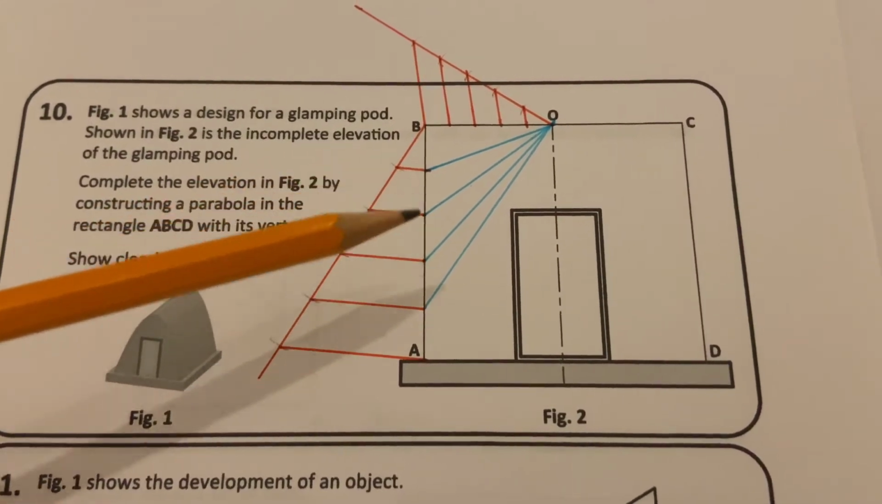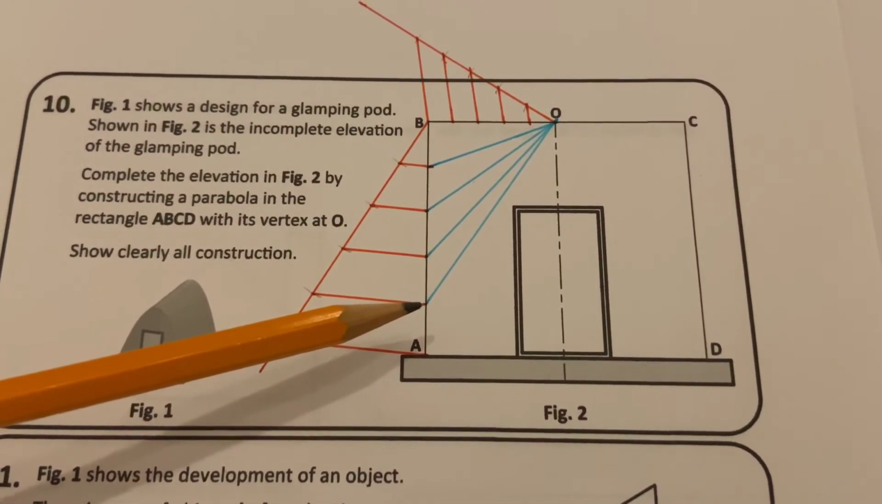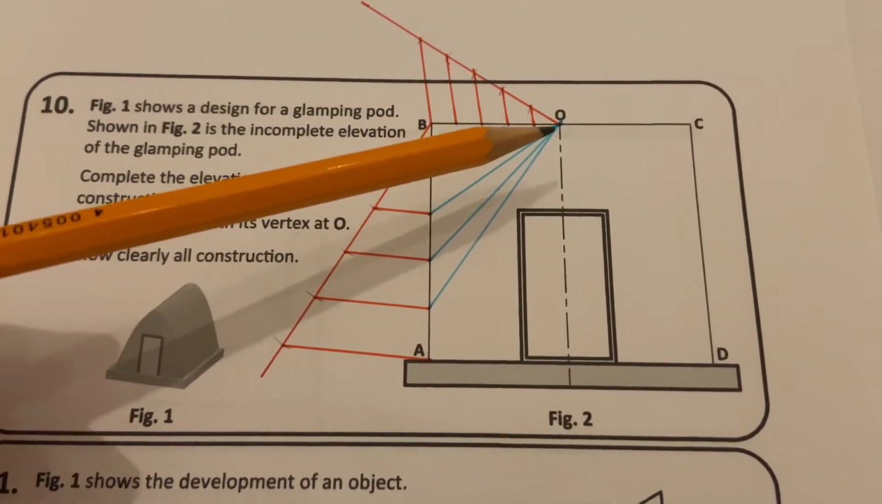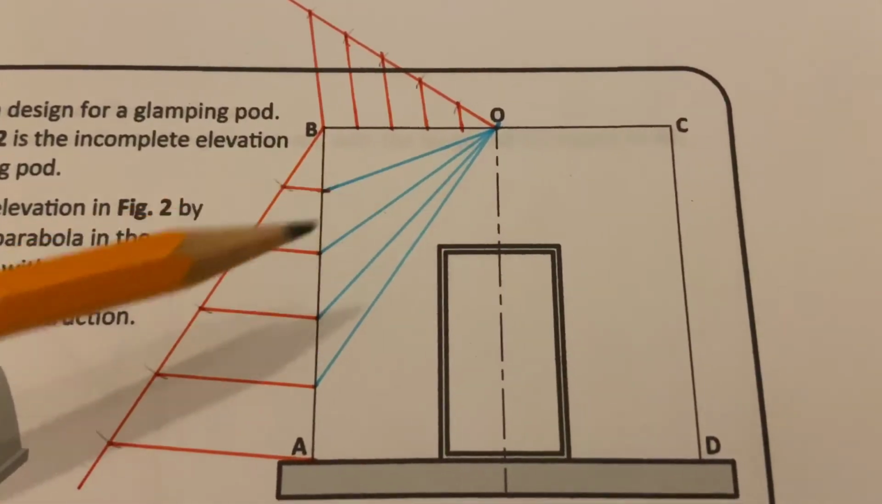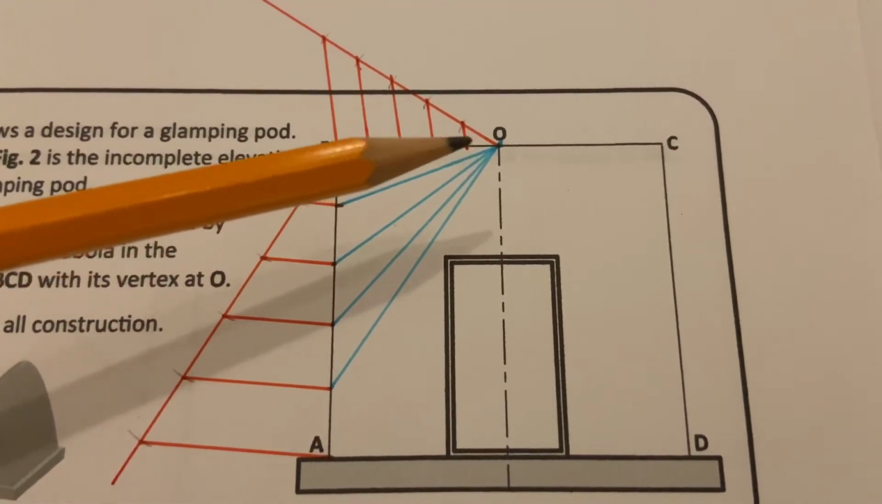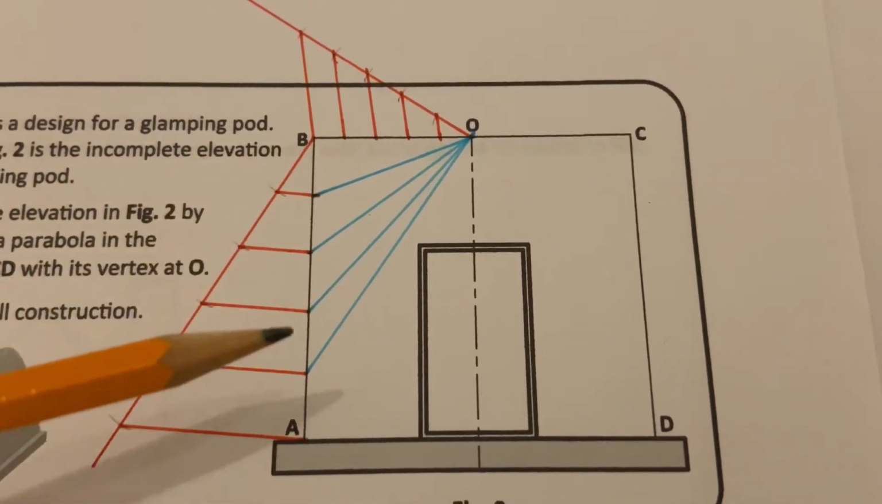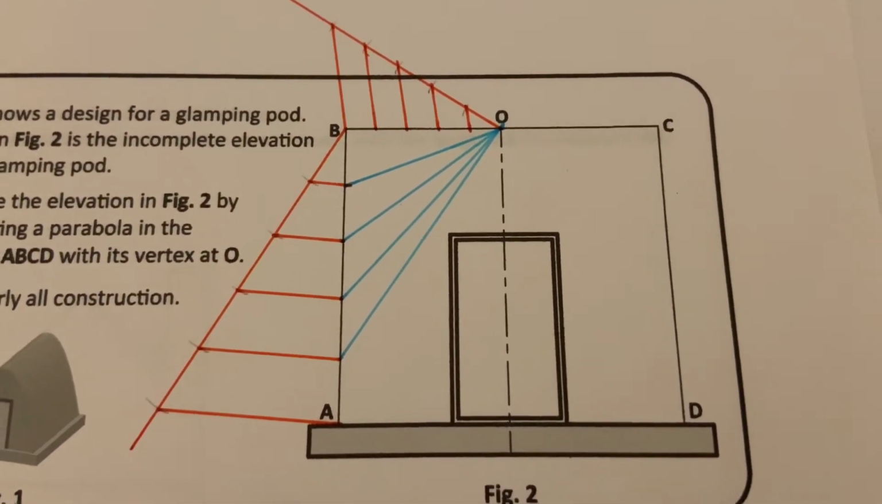So when you have that divided up into 5 equal parts, on this side here, these lines must go to the vertex at O. So all of these lines here, we draw diagonal lines from this position up to point O, and then that completes this side of the drawing.